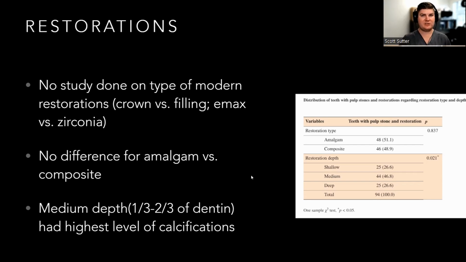And I think the reason why is what we talked about earlier. If the inflammation is slow and chronic, it's able to create more of a calcific barrier. If it's so deep, the body doesn't have a chance to really respond to those caries or whatever caused the restoration to be that deep. And so it doesn't have time to build that barrier. So something to consider here, if you're seeing restorations at that medium level, anticipate a little more calcification.